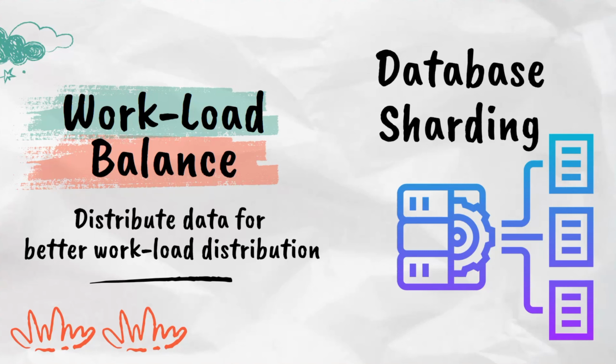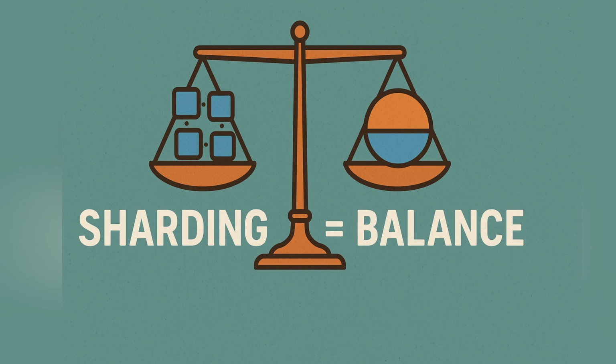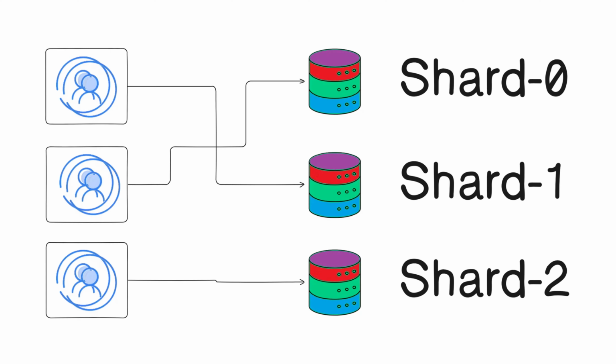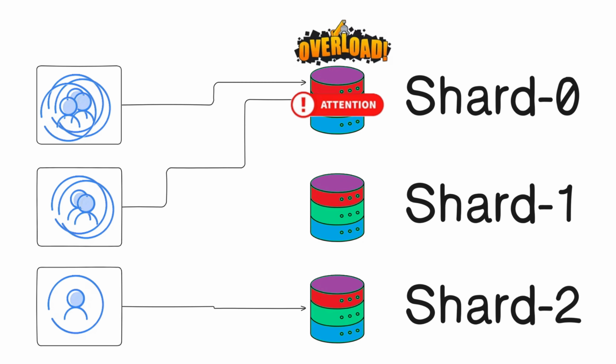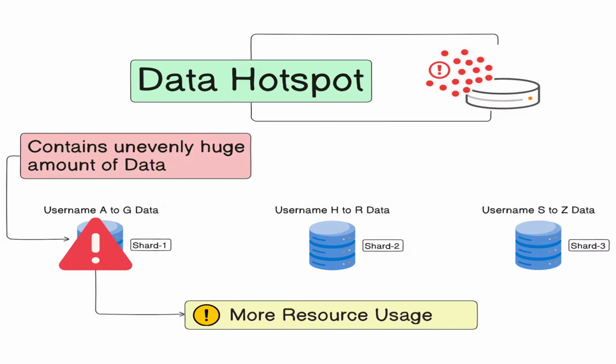The whole point of sharding is balance. But what if that balance breaks? We created multiple shards thinking that no single shard will be overloaded. But what happens when a single shard starts getting most of the requests? It becomes a data hotspot problem. This will slow down the data retrieval process, which kind of defeats the whole purpose of data sharding.